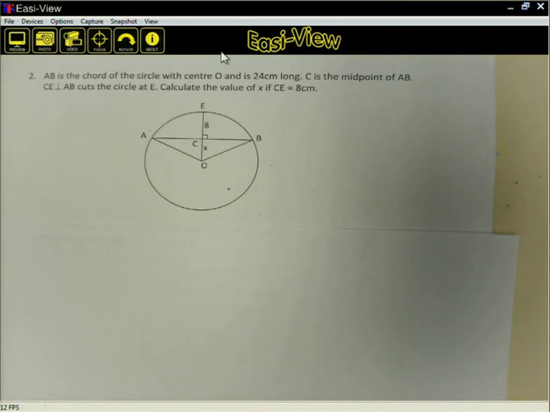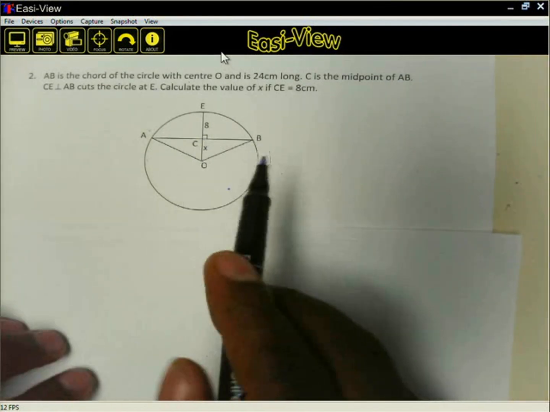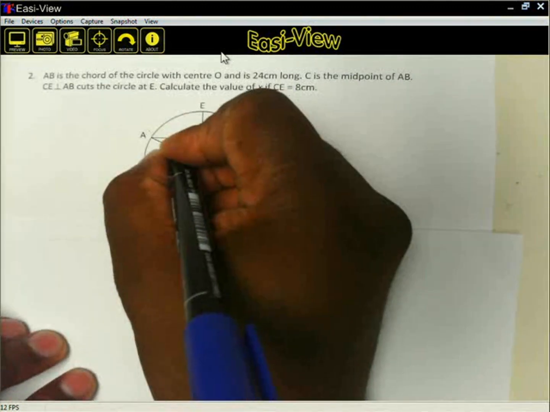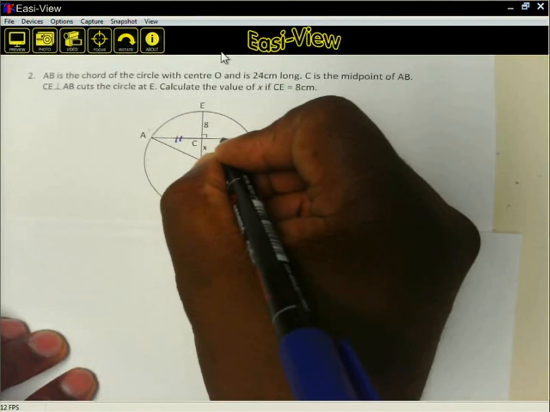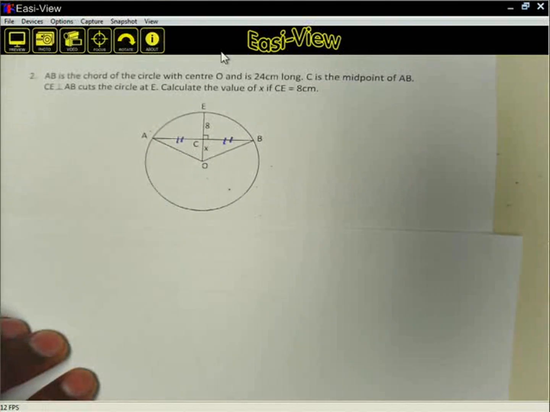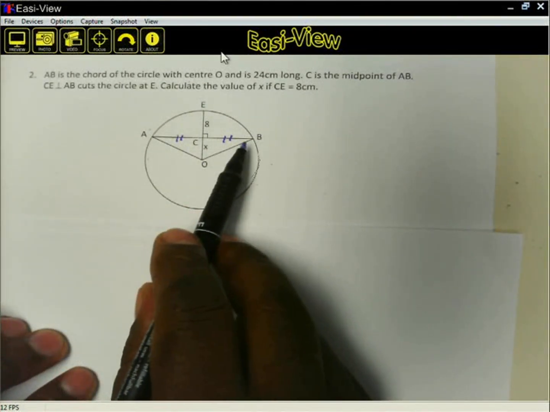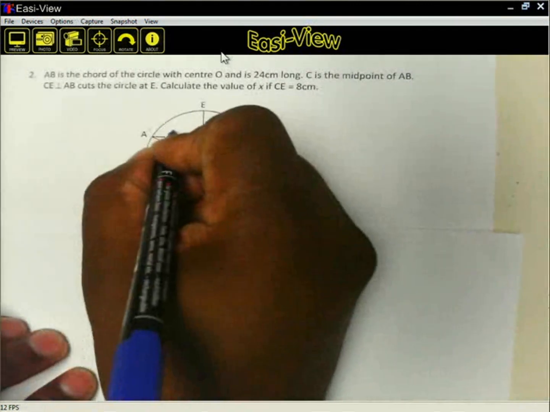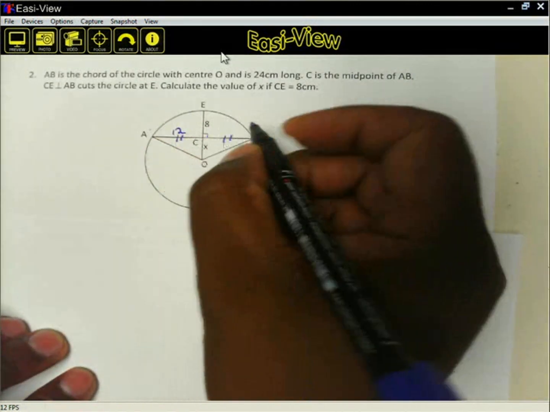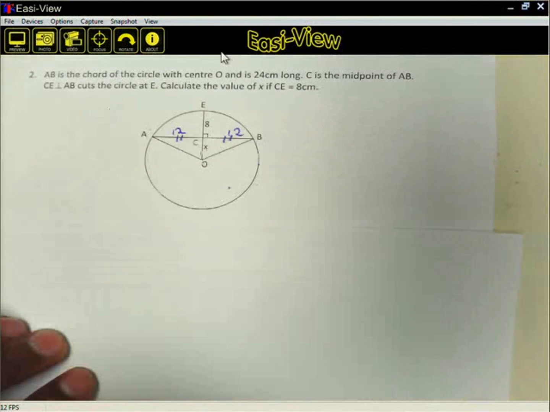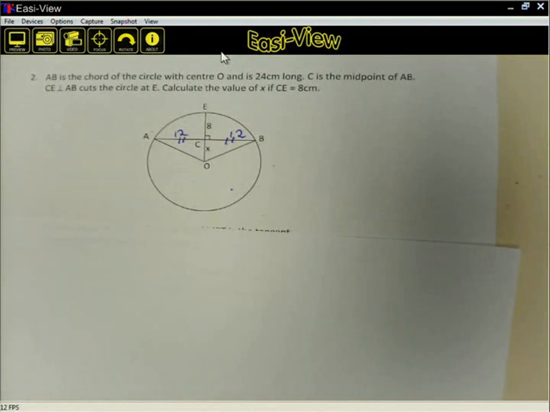Remember the converse. C is the midpoint of AB. If C is the midpoint, it means AC is equal to CB. Remember, the whole of AB is 24, so AC will then be 12 centimeters. So is CB. CB will also be 12 centimeters.